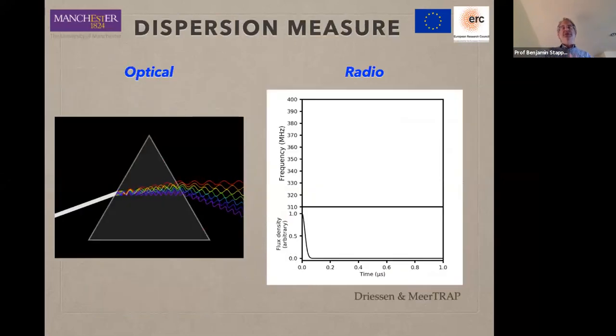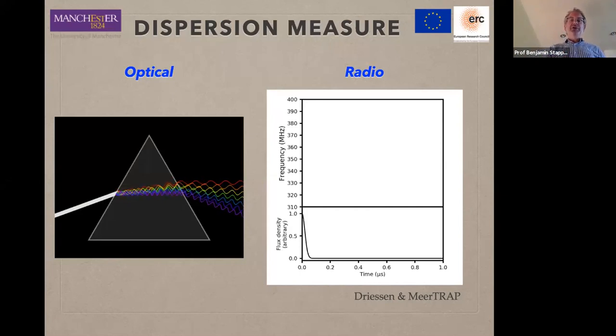So where does that frequency-dependent delay in the arrival time of this burst come from? Well, you're probably all very familiar with what happens when you shine white light through a prism. And you can see here in this example, showing you how the light of the different colors is traveling at a different speed as it passes through the prism. And so that causes them to be separated, as you can see here.